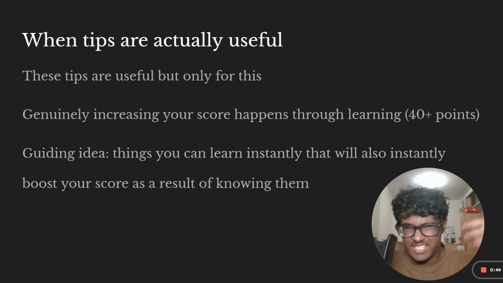These tips are somewhat useful, right? But it's only if you're trying to cheat your way to a higher score. And the reason why I say cheat is because you're not genuinely learning what they want to test you, and it's not going to work 100% of the time. That is the lie that is sold by these tips. But there are tips that could genuinely help you, right?